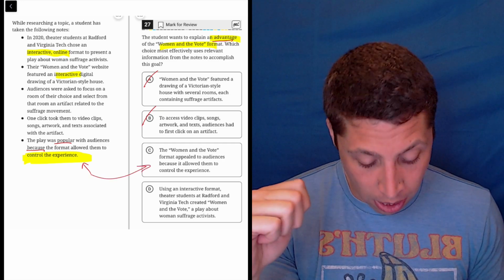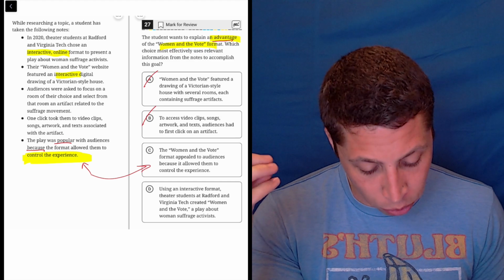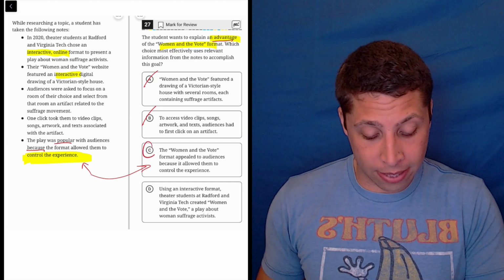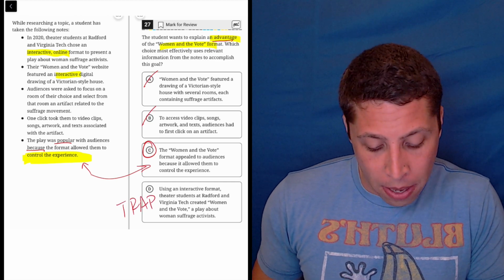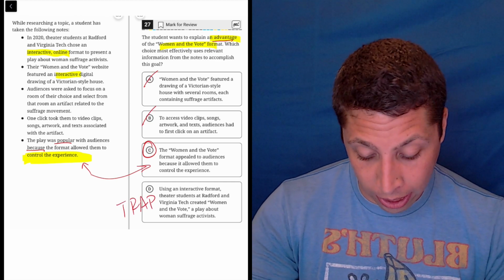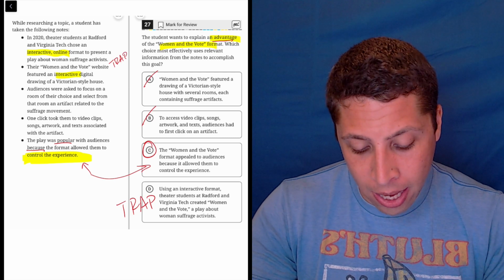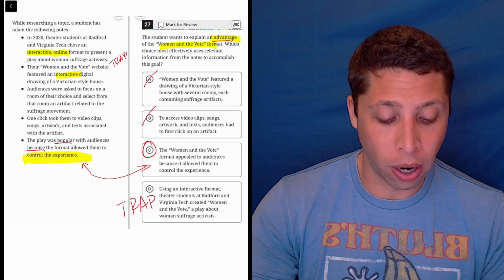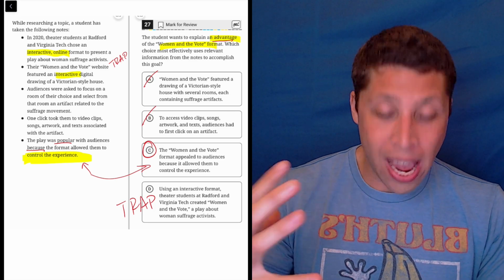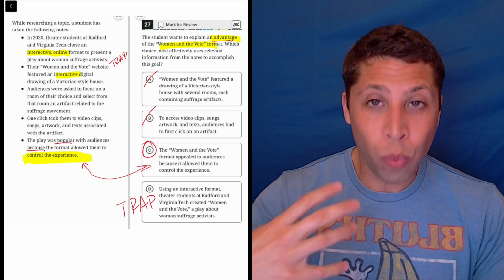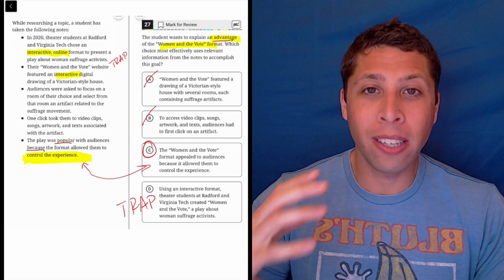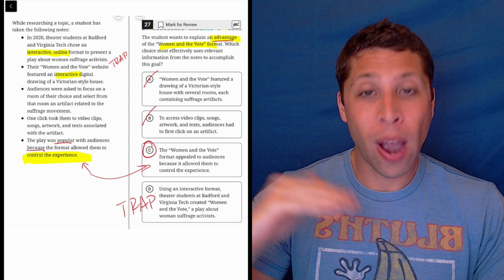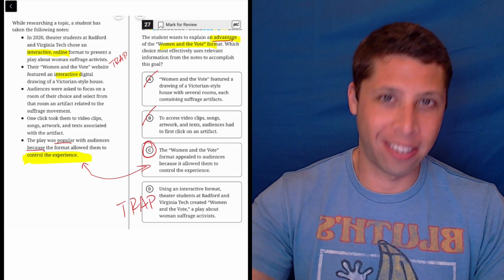That's probably it. D, using an interactive format, theater students at Radford and Virginia Tech created Women in the Vote play. Okay, it's definitely C, but I think D is a big trap, especially because of what I was highlighting originally up here. They kind of maybe want you to be confused about what the true advantage is. However, like I said, the SAT is really not up for debate. They're going to set it up so that there's one indisputable answer. And you have to be able to read those hints that the SAT is providing for you.